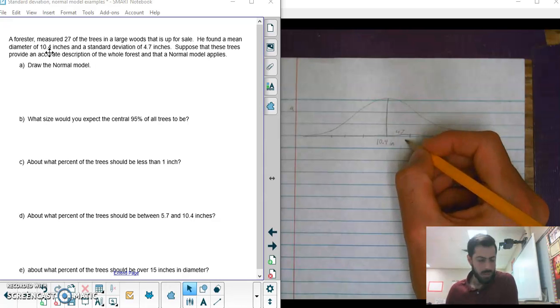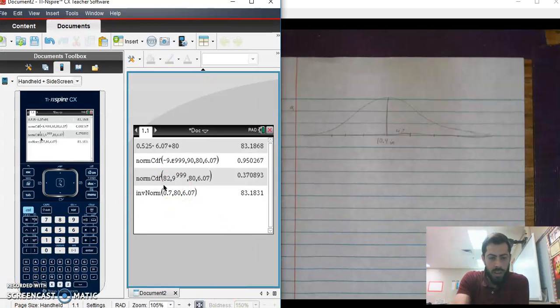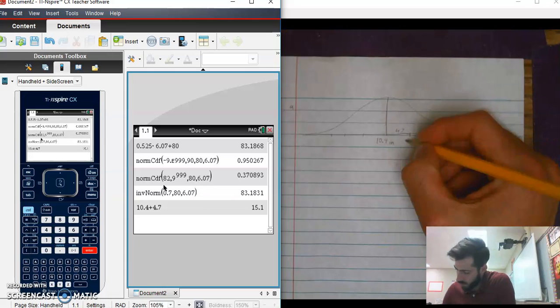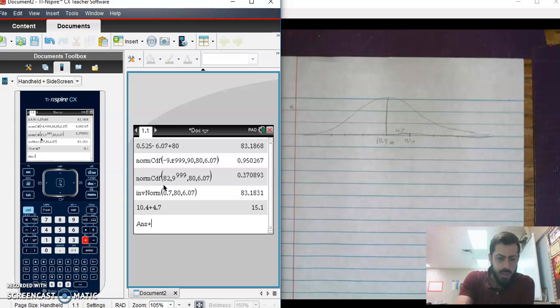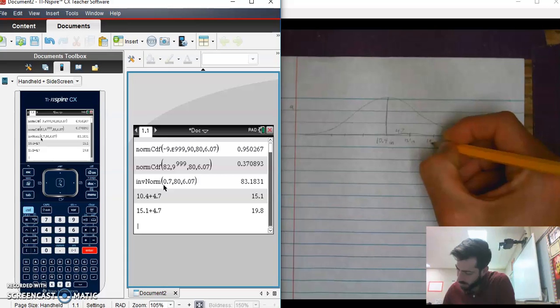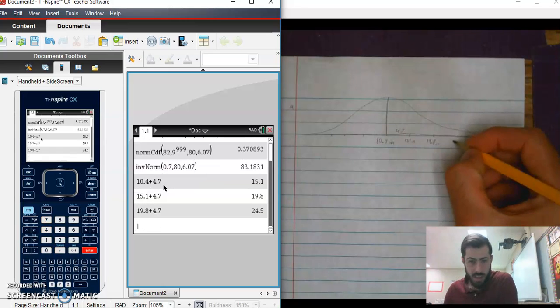So this would be, all right, calculator, save me. Let's see, 10.4 plus 4.7. So this would be 15.1 inches, plus 4.7, 19.8 inches, plus 4.7. 3 standard deviations out, 24.5 inches. That's pretty big.